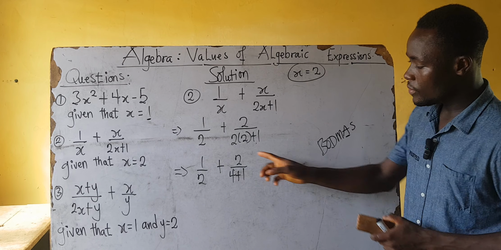Have it in mind that we cannot cancel the 2 and the 4 here. No, we cannot cancel. Why? Because the denominator is a binomial and the numerator is a monomial. So please, we cannot cancel. All right, so take note.